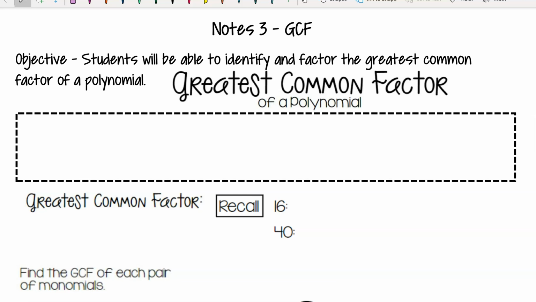Hi everyone. All right, so today we're going to talk about the greatest common factor of a polynomial and how to find that. You should be able to identify and factor the GCF of a polynomial.